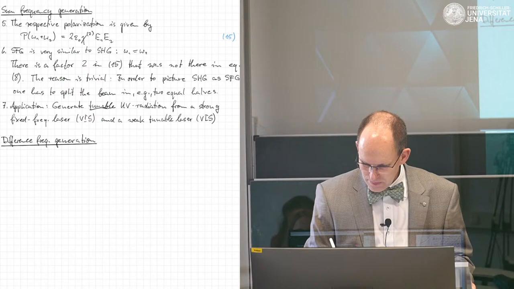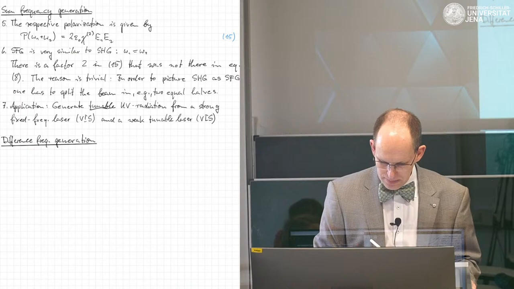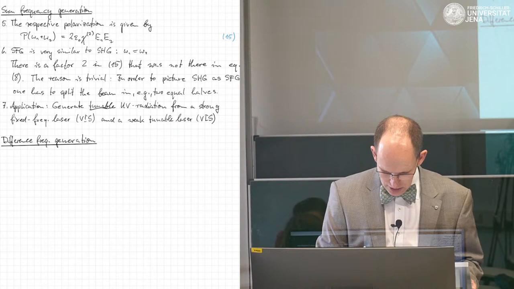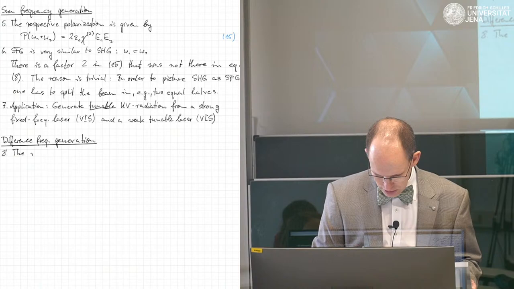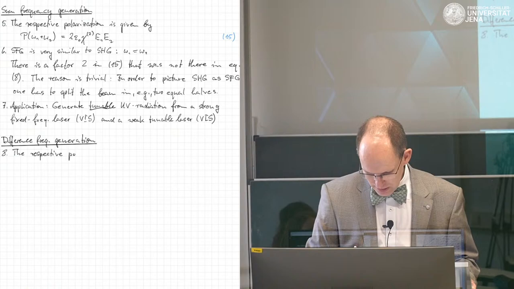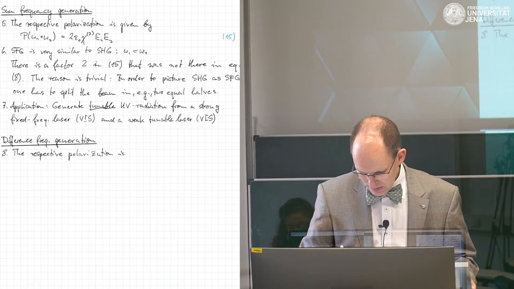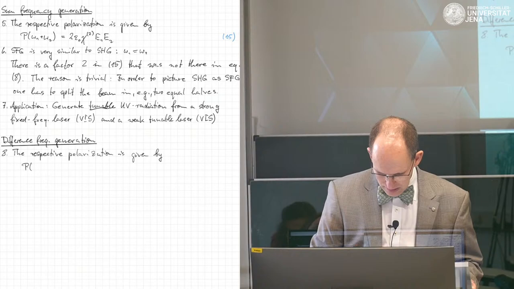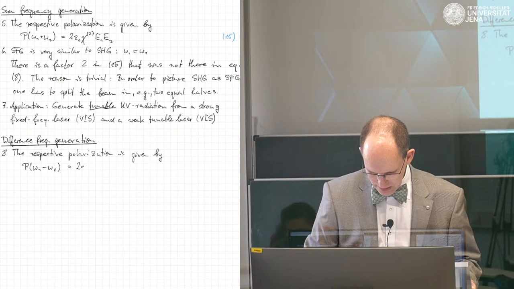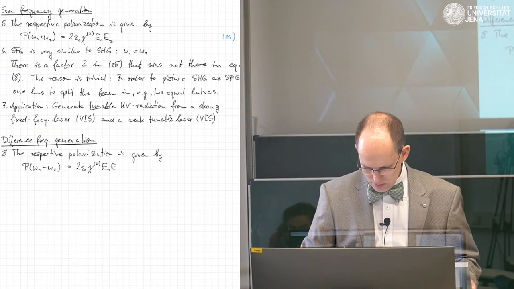So first, we start in the same way as we did for sum frequency generation. So we write down the polarization. Also, it's trivial. Yeah, so the respective polarization is given by P of omega 1 minus omega 2, and this equals 2 times epsilon 0 times chi 2 E1 E2 star.